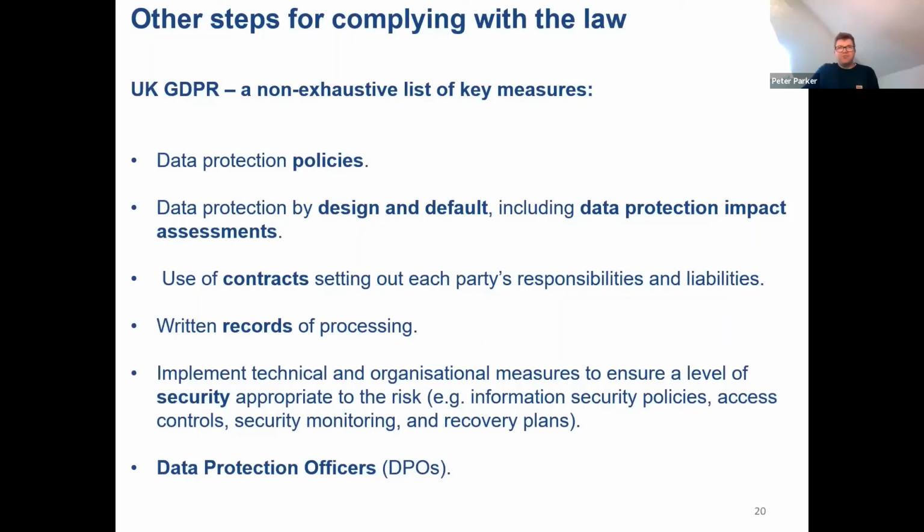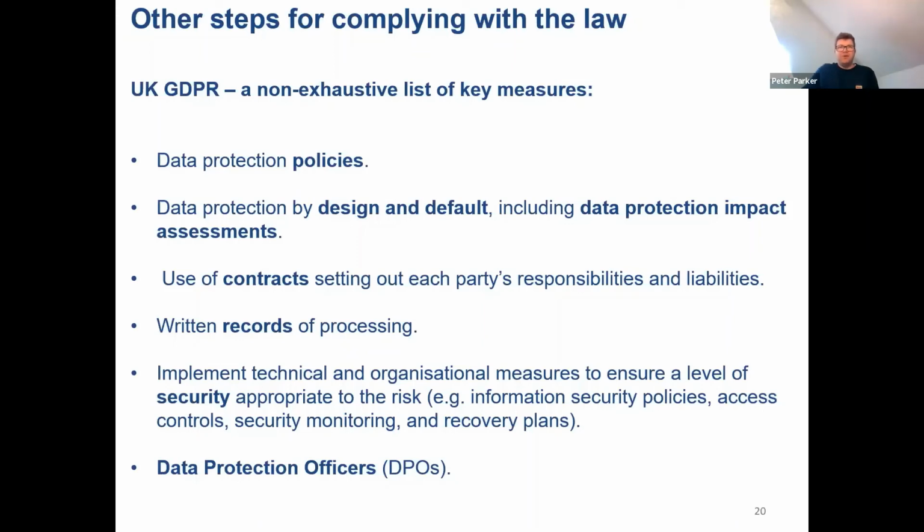Fourthly, written records of processing. Under Article 30 of the UK GDPR, most organisations are required to maintain a record of their processing activities, covering areas such as processing purposes, data sharing, and retention. Knowing what information you have, where it is, and what you do with it makes it much easier for you to comply with other aspects of the UK GDPR, such as making sure the information you hold about people is accurate and secure.